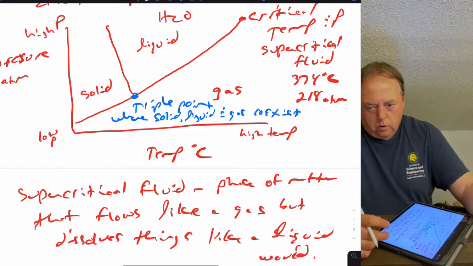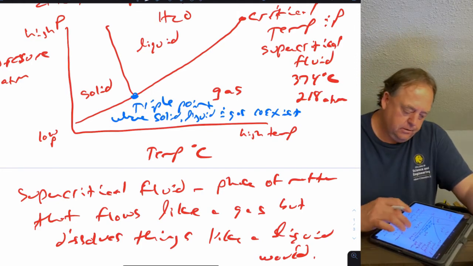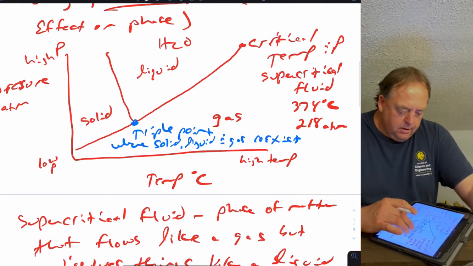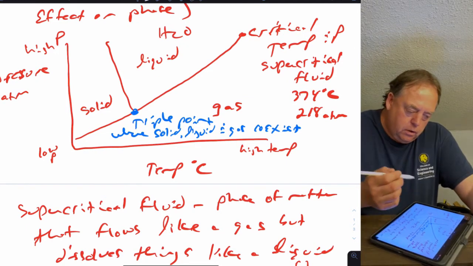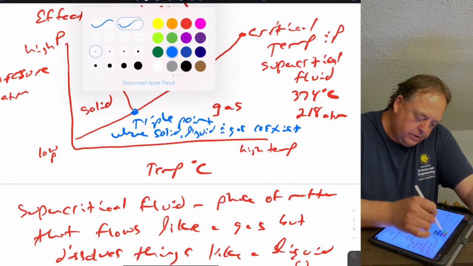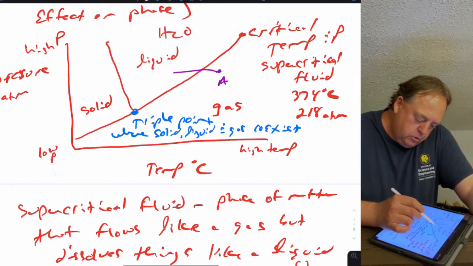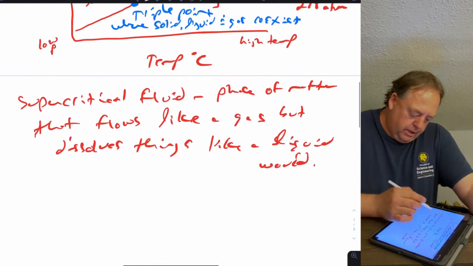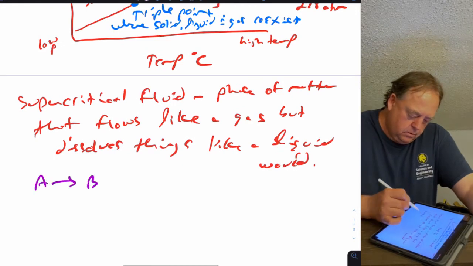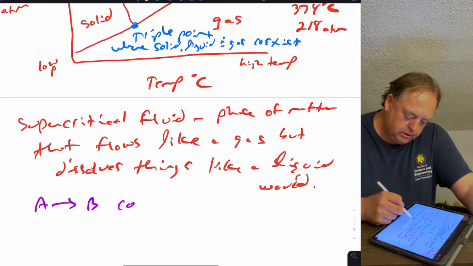It's simply the point where solid, liquid, and gas phases of water all coexist simultaneously. Okay, so what you might have to do on a test, for example, is I tell you, let's say you start at point A and you decrease the temperature and go to point B. What's that phase transition called? So A to B would be going from gas to liquid. So that would be condensation.